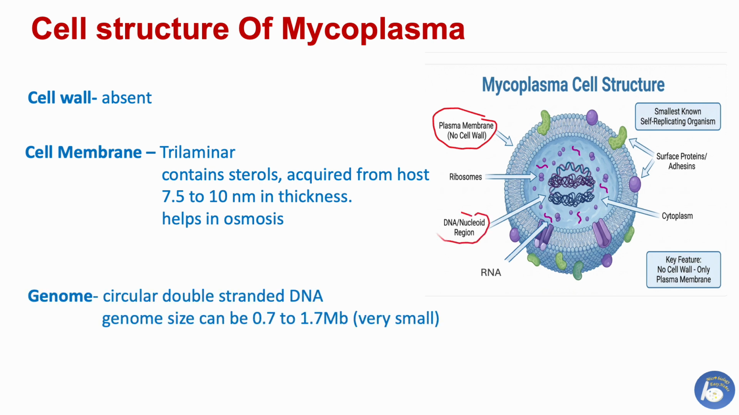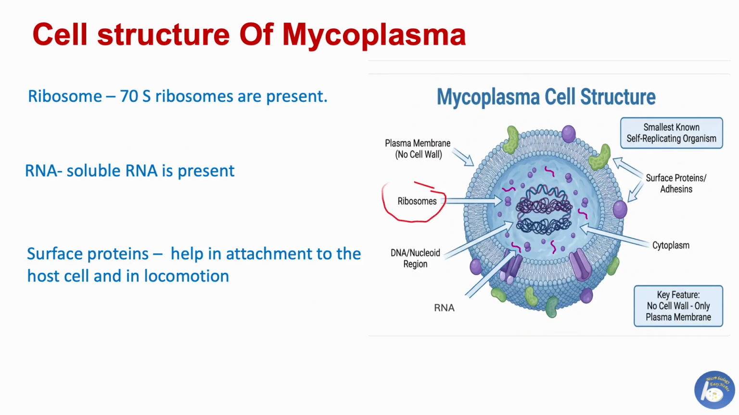Genome. The cytoplasm contains circular double-stranded DNA. Mycoplasmas have relatively small genomes compared to other bacteria, reflecting their limited metabolic capabilities. The size of the genome is around 0.7 to 1.7 megabases. Ribosome: in Mycoplasma, 70S ribosomes are present. RNA: soluble RNA is present. Surface proteins are present, which help in attachment to the host cell and in locomotion.